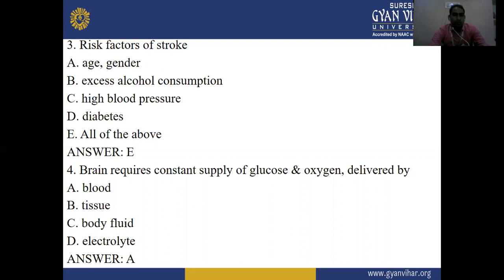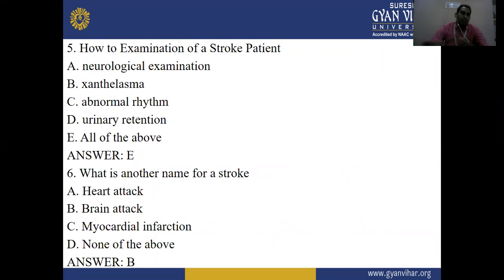The brain requires a constant supply of glucose and oxygen delivered by a: option A is blood, option B is tissue, option C is body fluid, and option D is electrolytes. The right answer is A. Blood delivers to the brain the required constant supply of glucose and oxygen.